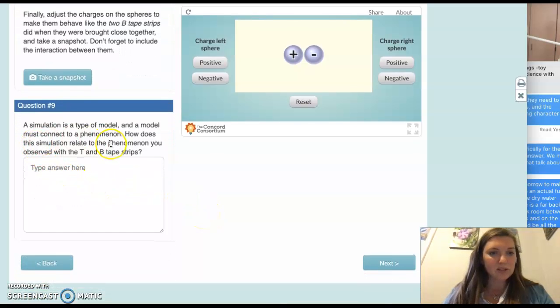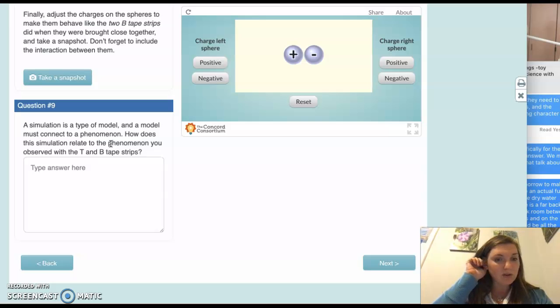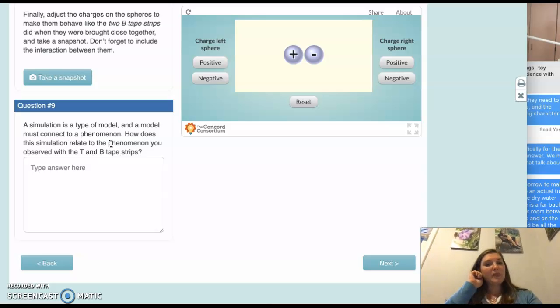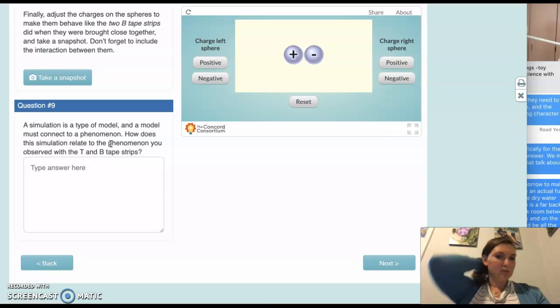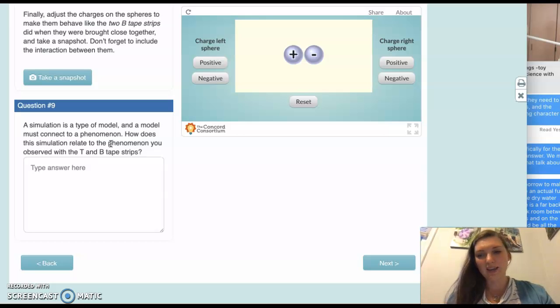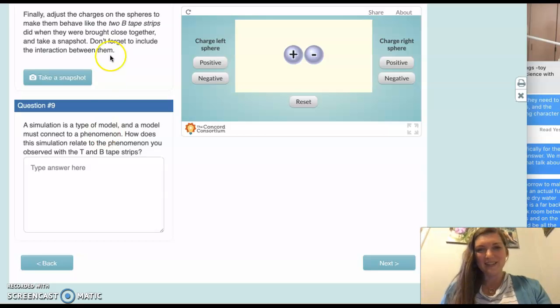So then it says a simulation is a type of model, and a model must connect to a phenomenon. How does this simulation relate to the phenomenon you observed with the T and B tape strips? The question here is basically, is it similar or different? Do you think the same thing is going on there? Is this the same kind of phenomenon that's going on with the tape? Yes or no? What's similar, what's different?